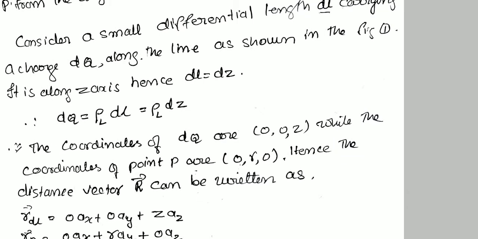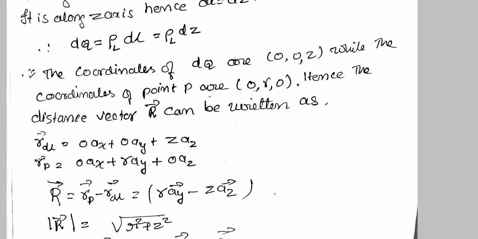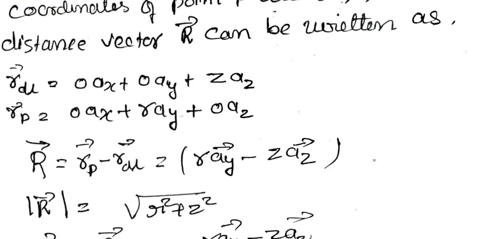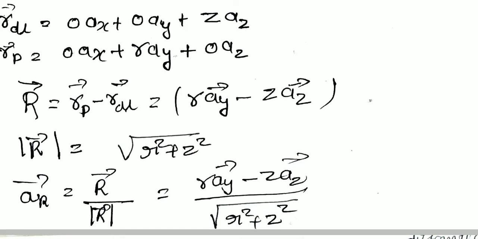Hence the position vector can be written as r of dl is equal to 0 ax plus 0 ay plus z az, and r of P can be written as 0 ax plus r ay plus 0 az. These are the position vectors of dl and P, and using these, the distance vector capital R can be written as r of P minus r of dl. So r of P we know, that is r ay, and r of dl is z az. So R equals r ay minus z az.